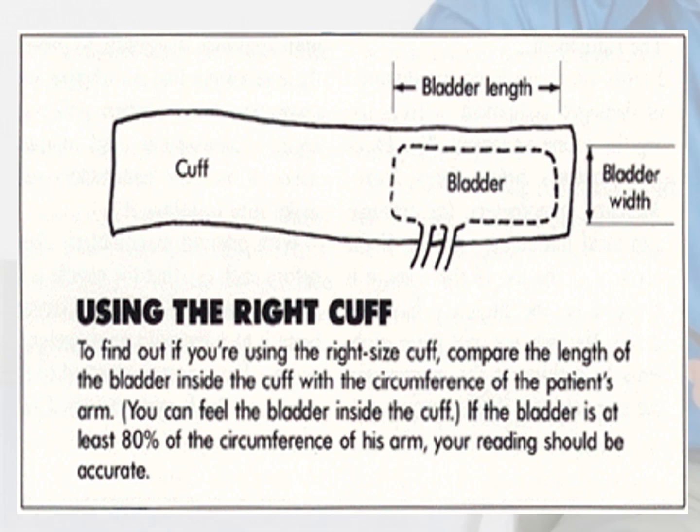To find out if you're using the right size cuff, compare the length of the bladder inside the cuff with the circumference of the patient's arm. If the bladder is at 80% of the circumference of the arm, your reading should be accurate. The inflatable bladder contained in the occlusive cuff encircles at least 80% of the upper arm of an adult and the entire arm of a child.